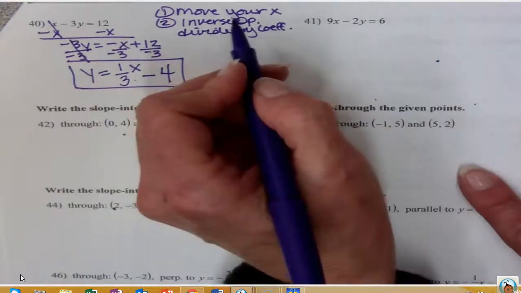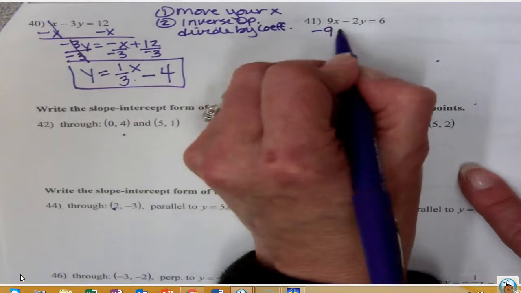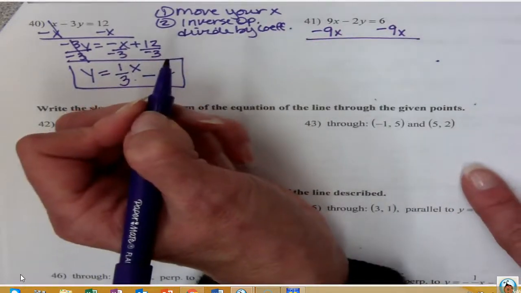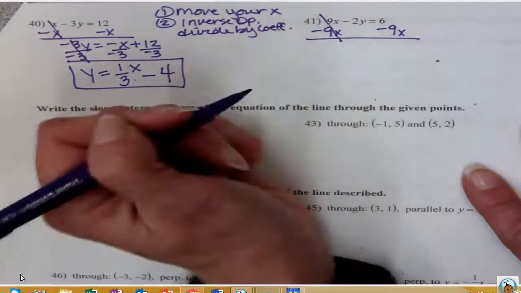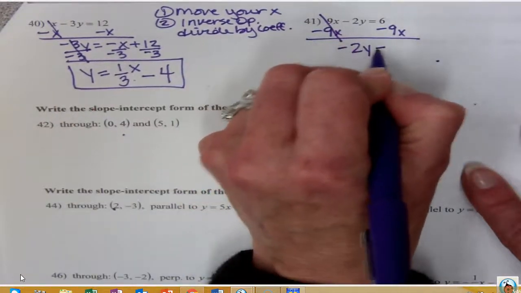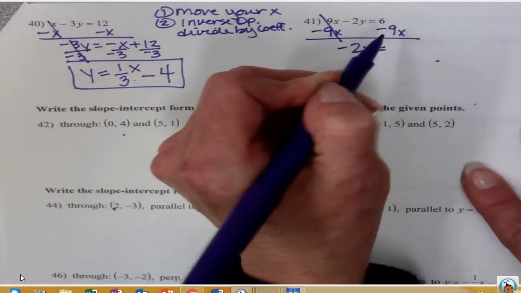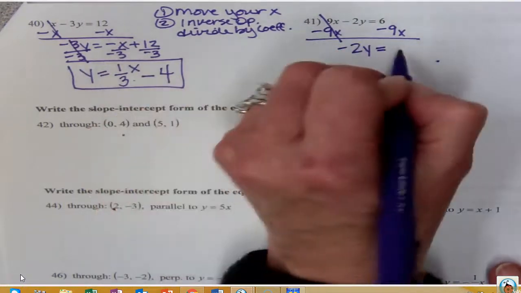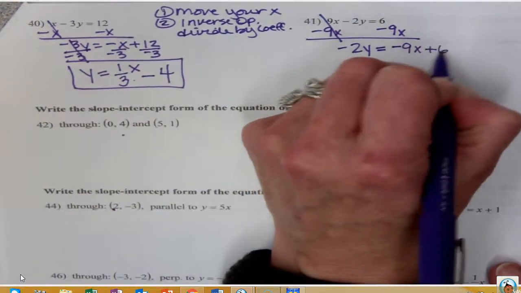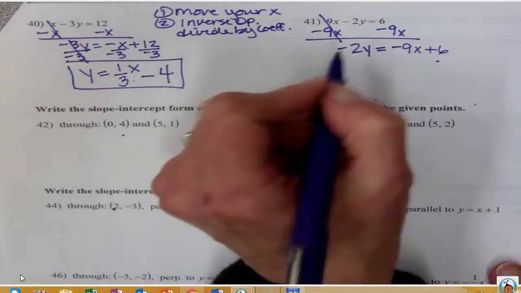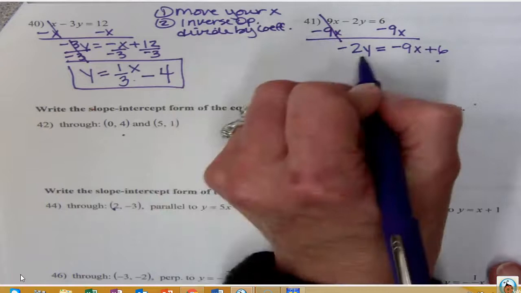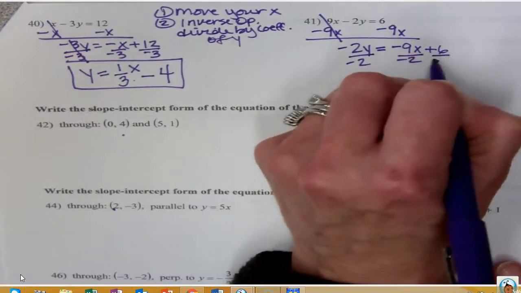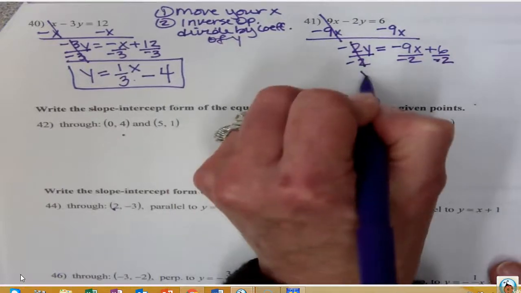Okay, same here. What's the first thing? Move your x to the other side, which is the first way of doing inverse operations. This is going to cross off. I get -2y equals, I cannot combine those. Don't give me -3x on that. They have to live side by side. They're not going to combine together. -9x plus 6. Now what am I going to do? I'm going to divide by the coefficient of y, -2. This cancels out, so I get y by itself.